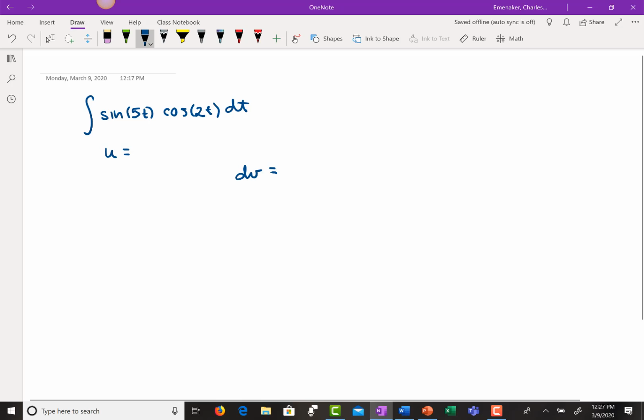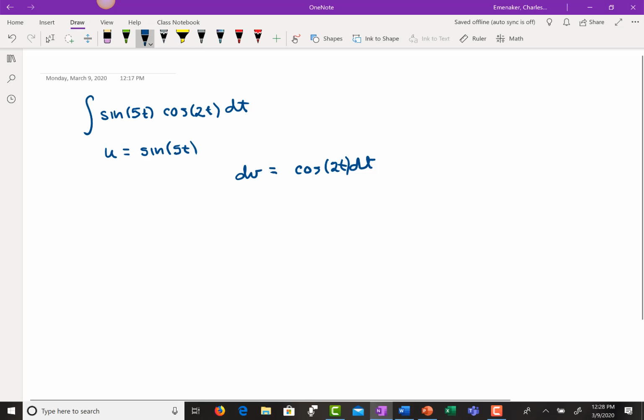So 5t, I'm making a note on this. If we do the assignments like are listed in the gray box, and we set u equal to the sine of 5t, dv is then going to be the cosine of 2t dt. Does that make sense?